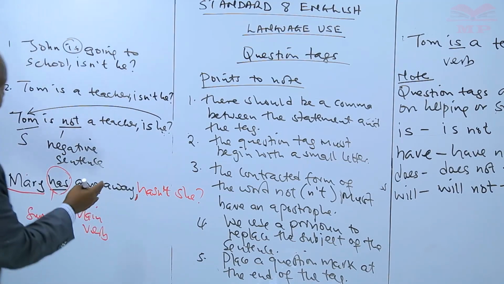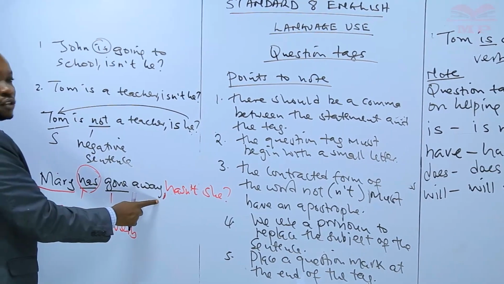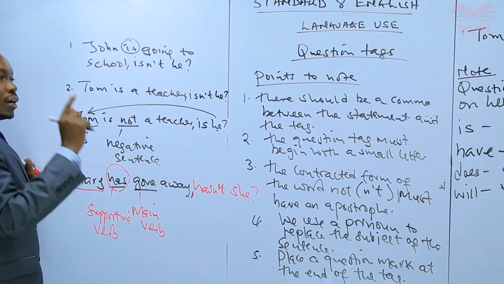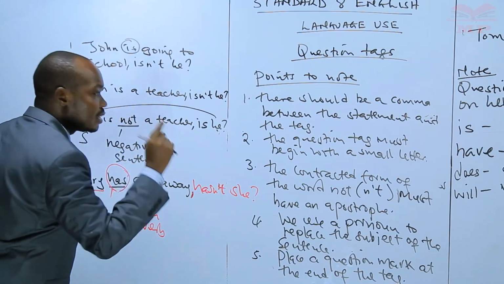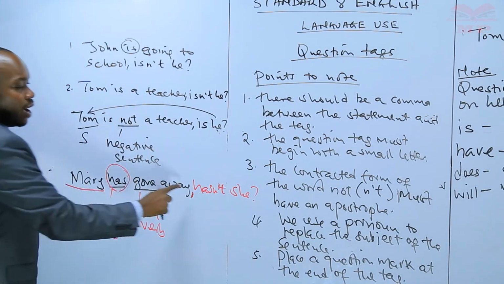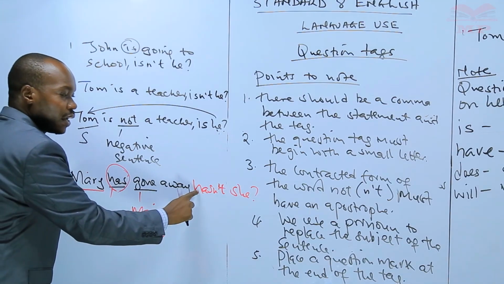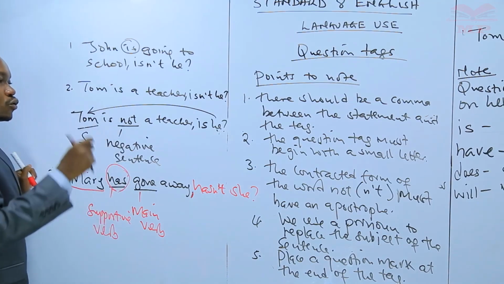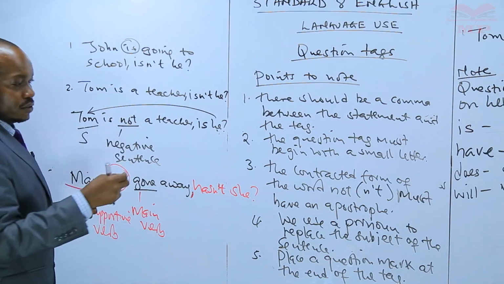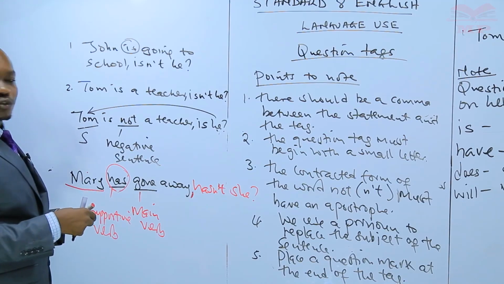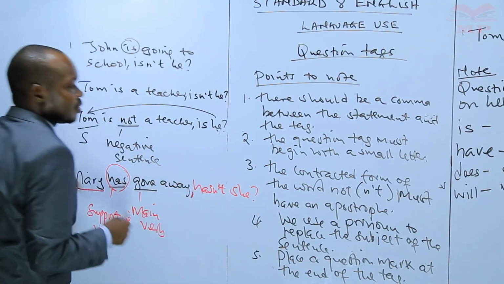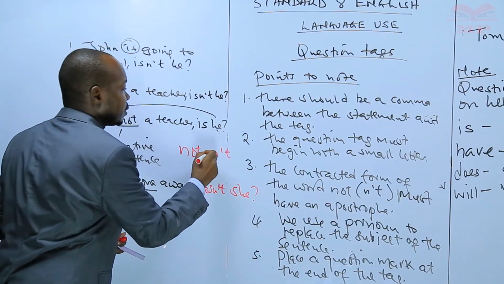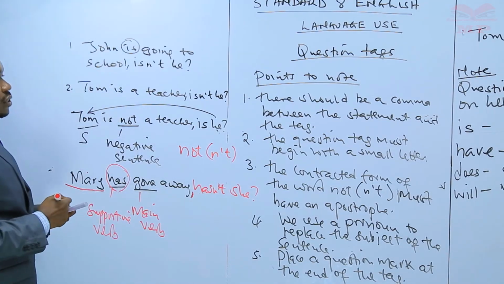This is what I mean. This is the statement. Mary has gone away is the statement. So before you put the tag, you must put a comma as indicated here. Number 2, the question tag must begin with a small letter. Has, hasn't she? Letter H must be small letter. Number 3, the contracted form of the word not must have an apostrophe. This not, that's what I mean. This word not, we write it this way. Okay? So we put an apostrophe here.